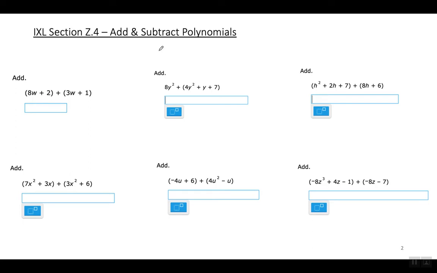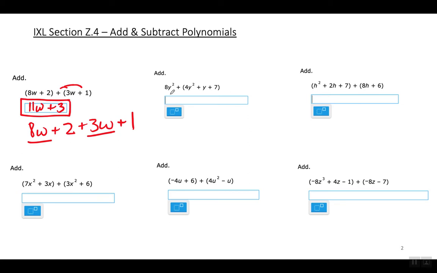All right, so adding polynomials, basically you're just adding like terms, because when you distribute the plus sign, the parentheses are dropped, and basically what I'm doing is just combining the like terms. 8W plus 3W is 11W, and 2 plus 1 is 3. That's it.